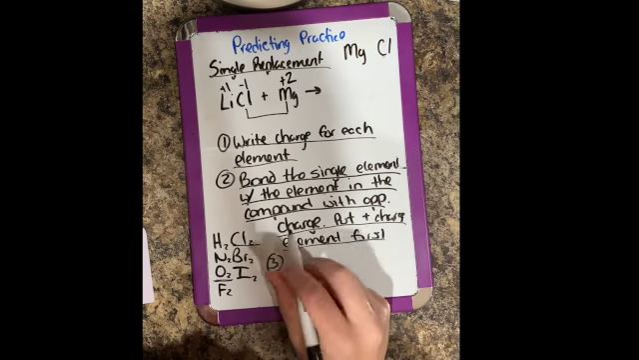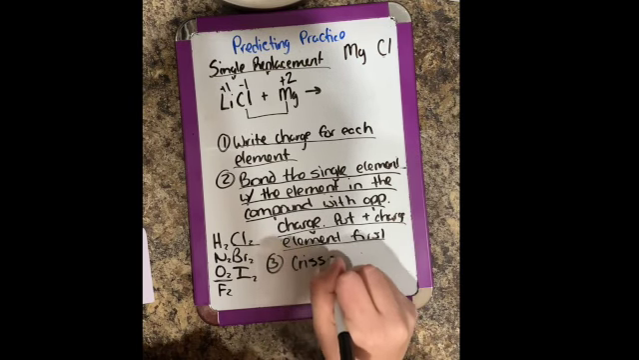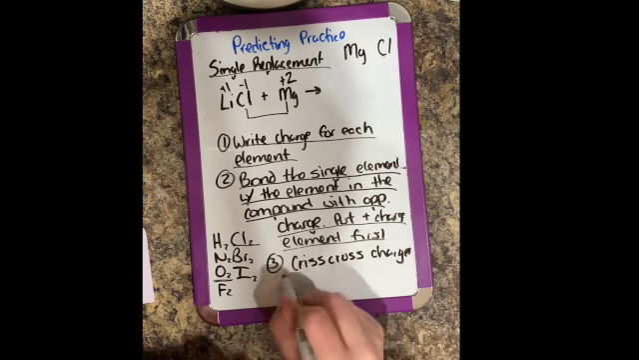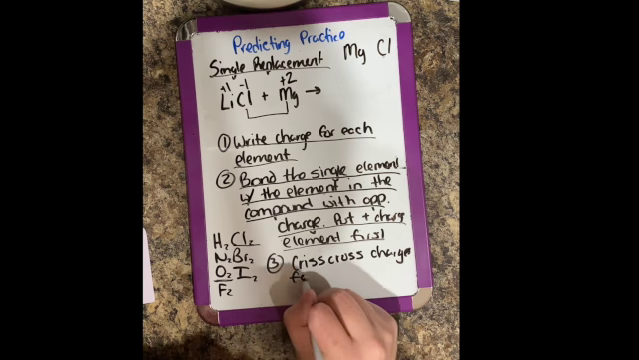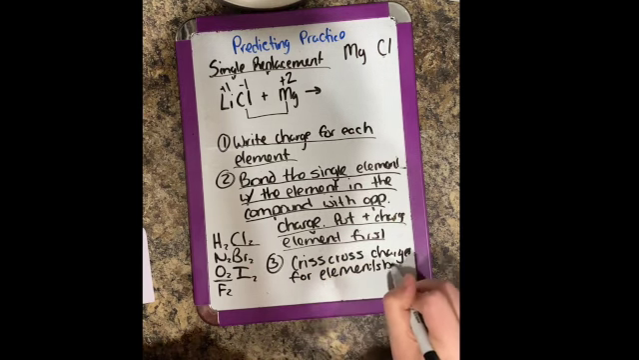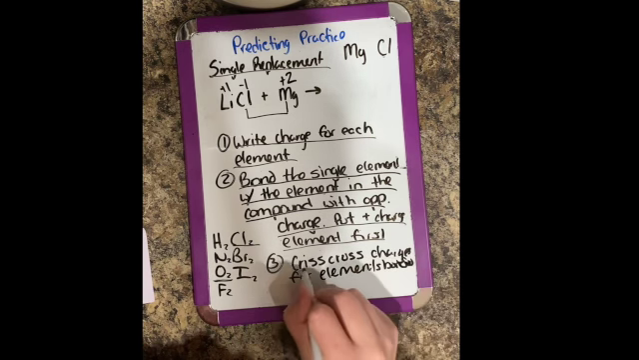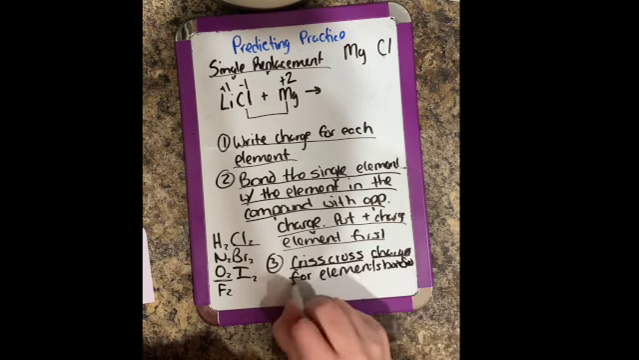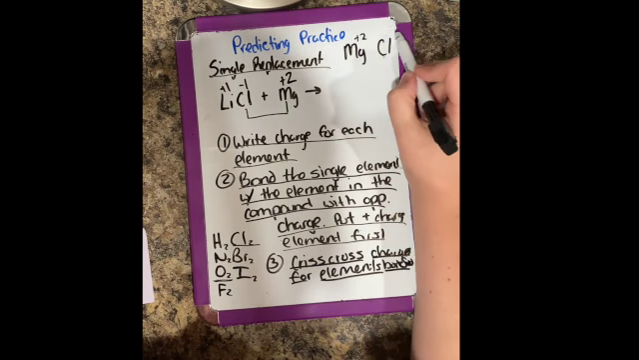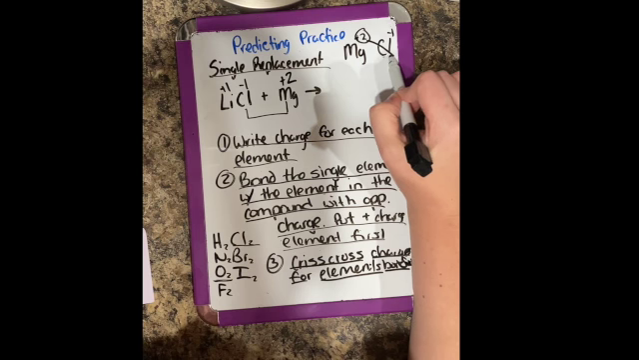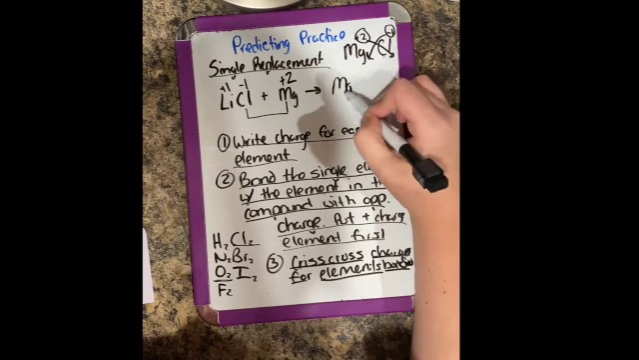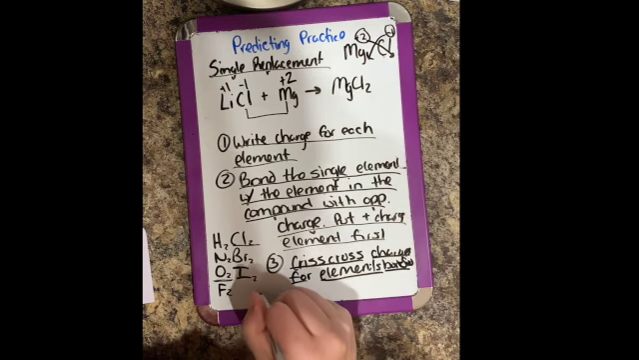So step 3, crisscross charges for the elements bonding. Okay, so Mg we know is +2, Cl is -1. We crisscross that. So that's going to make it MgCl2.